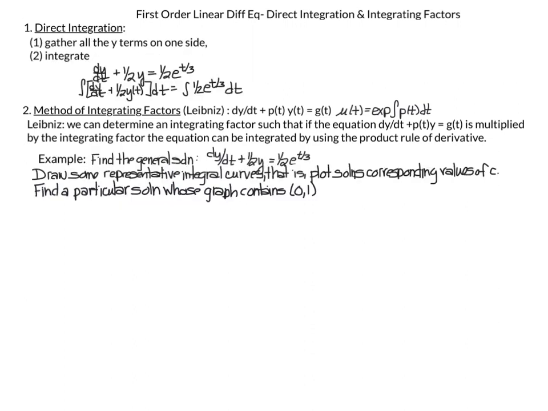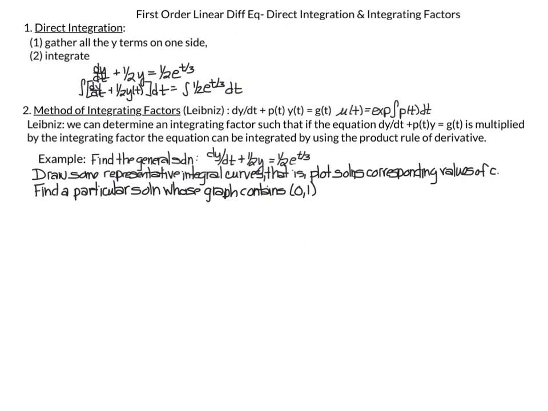For our first example of the method of integrating factors, we're going to look at this problem: find the general solution of dy/dt plus 1/2 y equals 1/2 e to the t over 3. If I look at this and try to use my direct integration method, I do have all my y's on one side of the equation, and here I have my functions with only t. So I can try to integrate both sides of the equation, but you can see this is not easily integrable. So what Leibniz would say is we're going to try to find an integrating factor to make this work out.